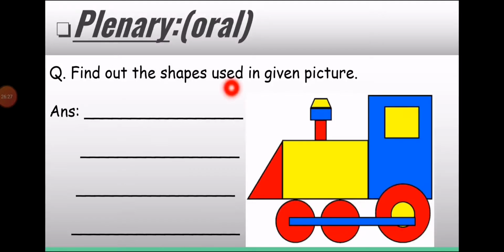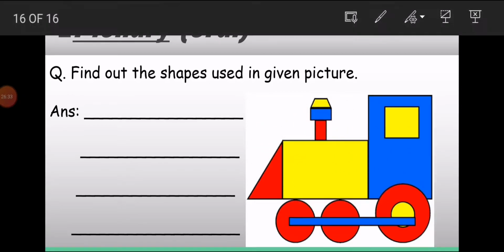Now we are moving towards a plenary. Find out the shapes used in this given picture. You can see it's an engine of a train. So we will count how many shapes are used. You can see 3 sides, 3 corners. Yes, it's a triangle. So first I'm writing triangle.